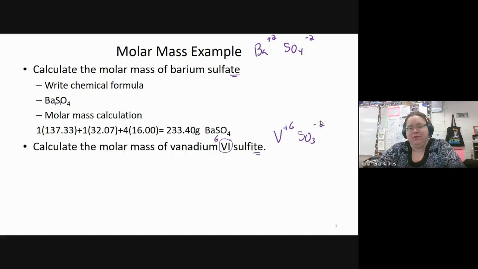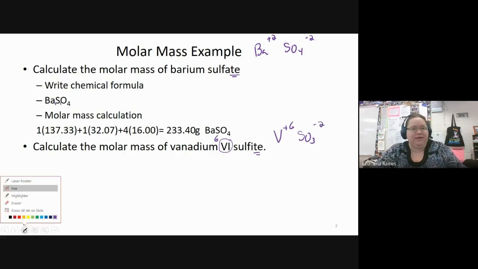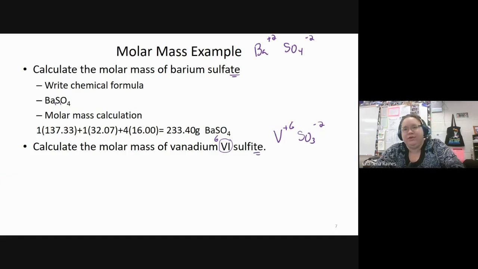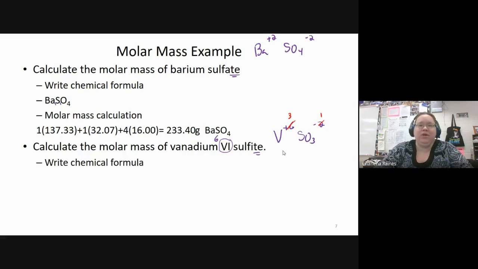So those 2 exponents are both reducible. They are even numbers, which means I can divide both of them by 2 so that I can get the lowest ratio of atoms, and then I swap and drop. Once I swap and drop, I get 1 vanadium and 3 sulfites. To find the molar mass, I add up each of these individual atomic masses. So 1 vanadium, 3 sulfurs, and 9 oxygens.